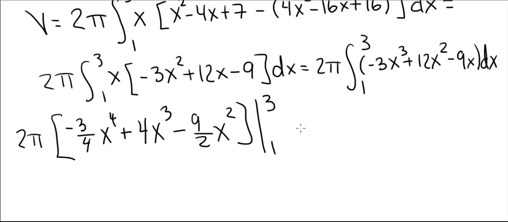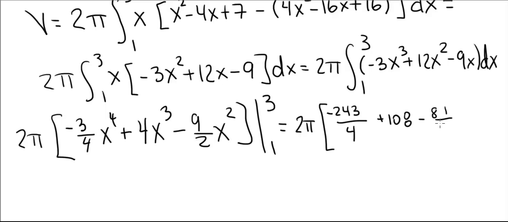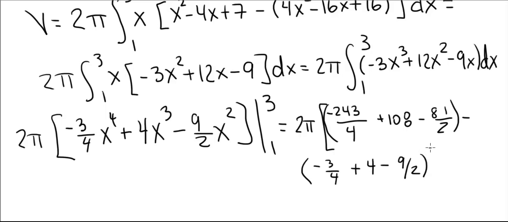So let's go ahead and plug in these values. First, let's plug in 3. 3 to the 4th is 81 times negative 3, that's minus 243 over 4. Then 27 times 4 is 108, and then minus 81 over 2. That's plugging in 3. Let's plug in 1. Plugging in 1, we get minus 3 over 4 plus 4 minus 9 divided by 2.